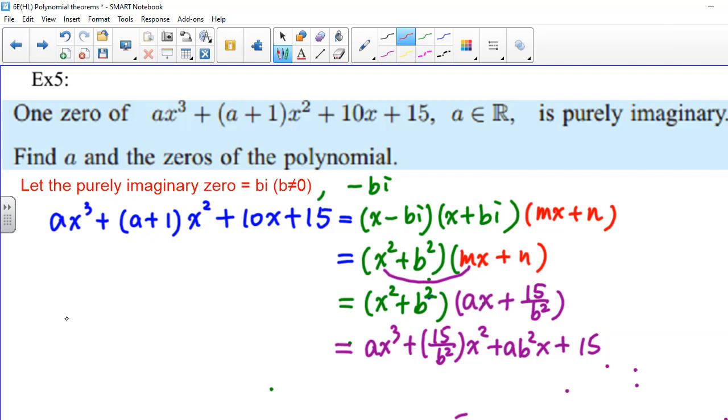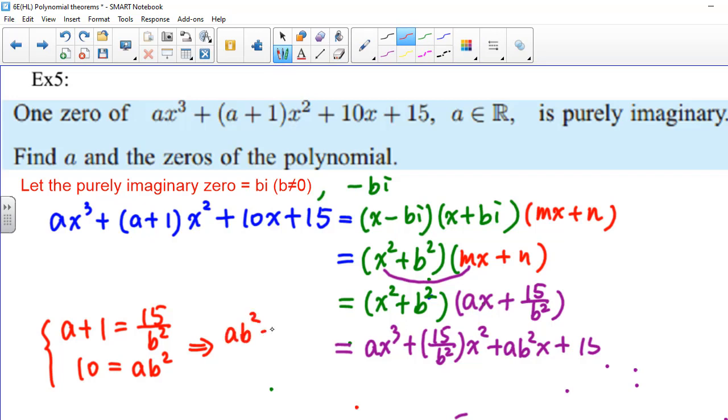So we can have a plus 1 equals 15 over b squared. And 10 equals ab squared. Let's use substitution or elimination method to solve the system of two equations. For the first equation, we can multiply both sides by b squared. We can have ab squared plus b squared equals 15. So for ab squared, this one is just 10. So we can sub this 10 in for ab squared. And therefore, we can find the b value.